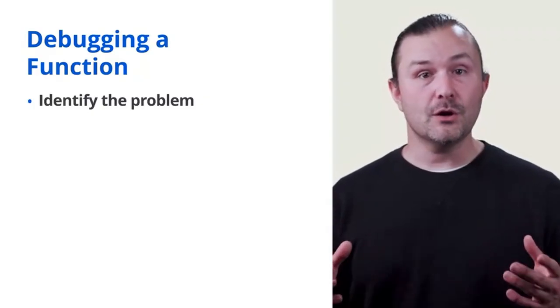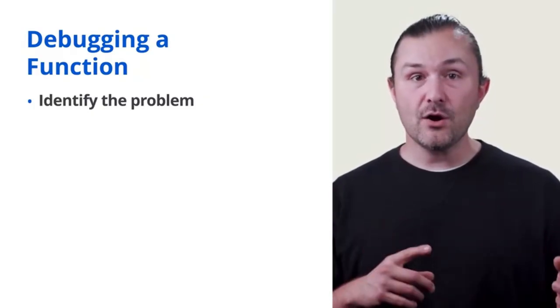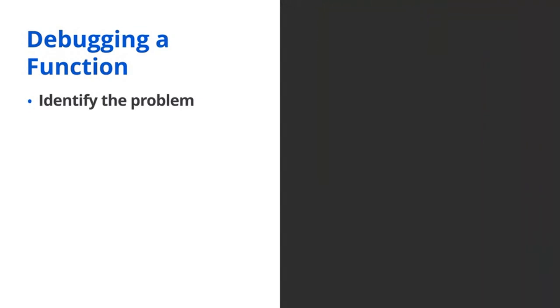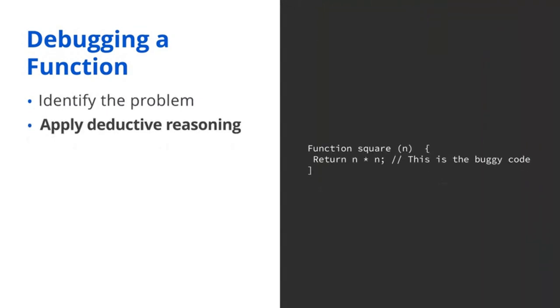And in this case, you could start with the general principle that the square of any number should be that number multiplied by itself. Based on this general principle, you can then apply deductive reasoning to hypothesize that the issue most likely lies with a specific operator within the function. Further investigation shows that instead of using a multiplication operator to multiply the number by itself, the function is incorrectly using an addition operator to add the number to itself.